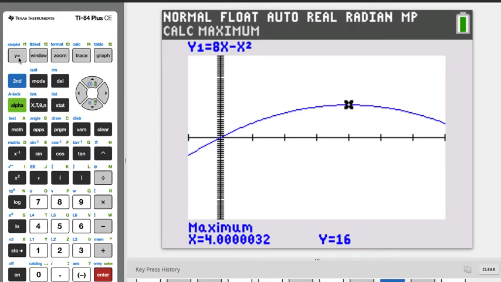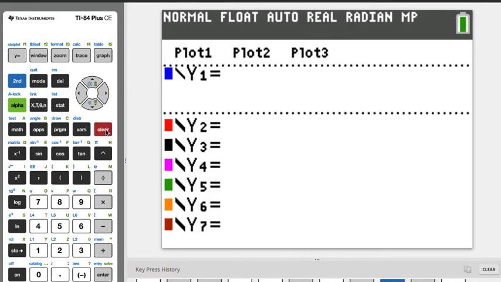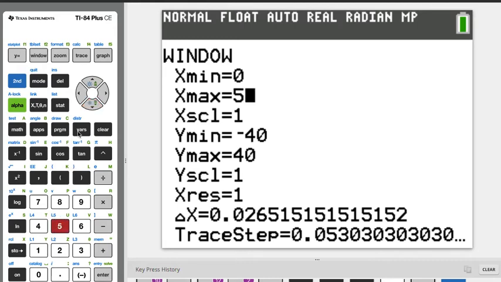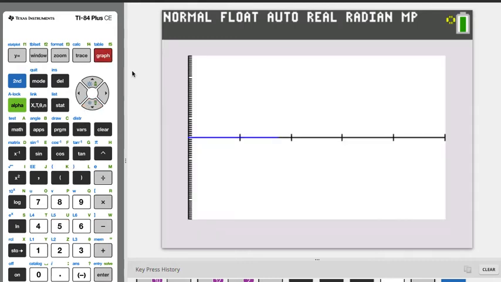All right, let's do the next one. So let's clear this one out. X to the third e to the -2x. I'm going to change my window from 1 to 4, so let's go one step further, and 0 to 5. Let's graph this. I don't know.